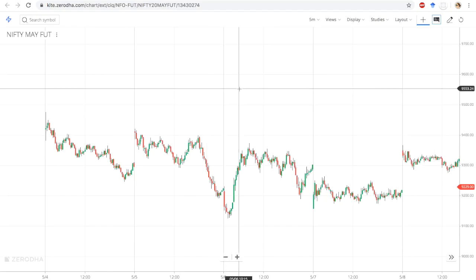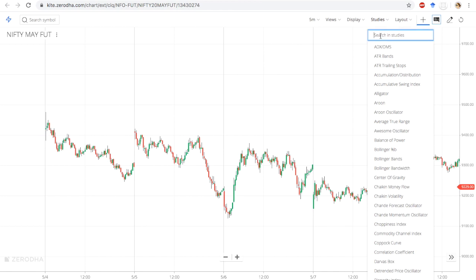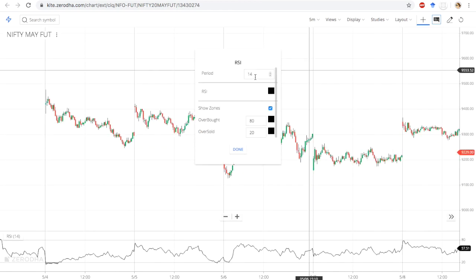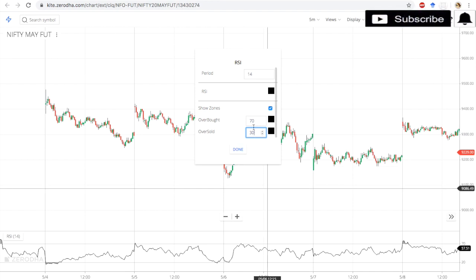Now, for example, if you want to add RSI, I have opened my Zerodha account. In the Zerodha account, just go to studies and write RSI. It is going to ask for the period, so we are going to keep 14. The overbought zone, that is the 80 value, we will change to 70, and you can set oversold at 30. Different traders are using different values. Someone will use 60-40, someone will use 80-20, so it is up to them how to use it.